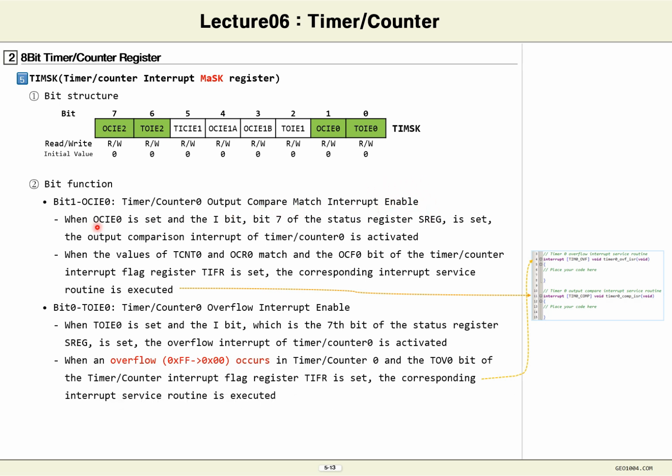So, when OCIE 0 is defined as set, and the I bit, the 7th bit of the SREG status register, is set to 1, the output comparison interrupt is activated. This means that the output comparison interrupt of timer counter 0 is activated.